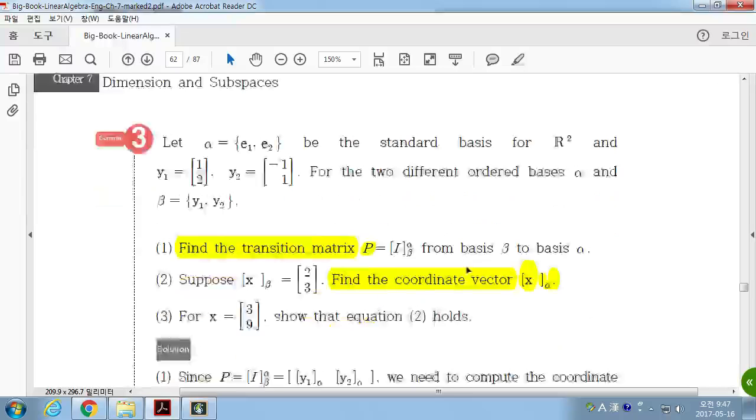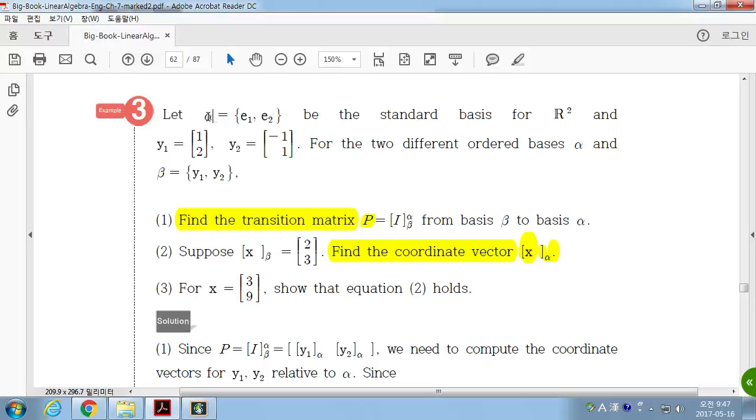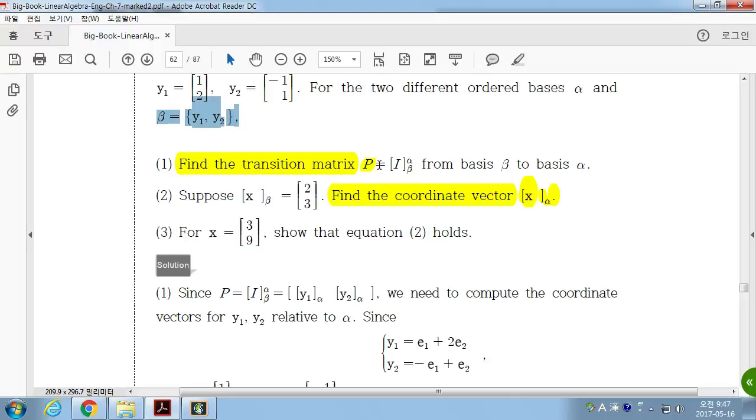Okay? Here is the example. Let alpha be the standard basis in R2. And Y1 and Y2 are given like this. These are linearly independent. So this forms another basis. Let's say beta is another ordered basis, Y1 and Y2. Then find the transition matrix P, which is a transition matrix from beta to alpha. And suppose the coordinate vector of x with respect to beta is (2, 3), then find the coordinate vector x alpha. 여러분들 이걸 구하면, 요걸 여기다 곱하면은 요게 구해지는 거죠?